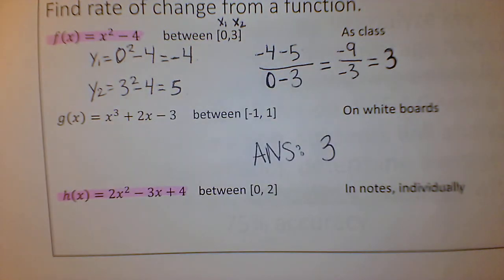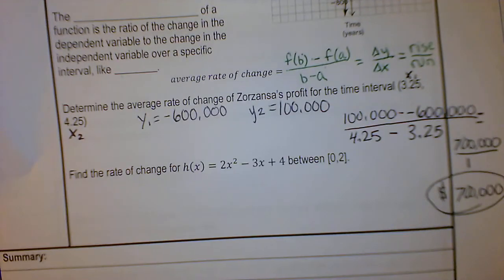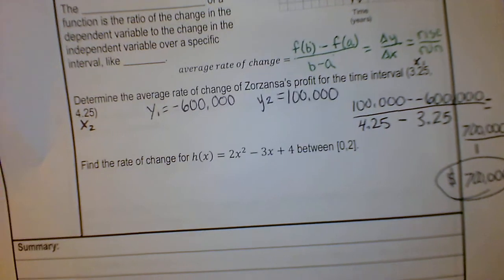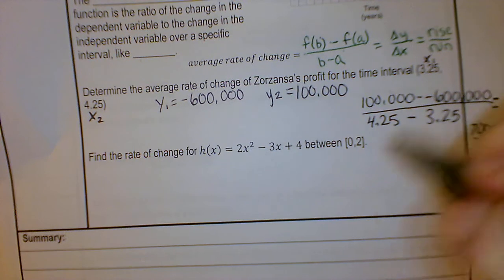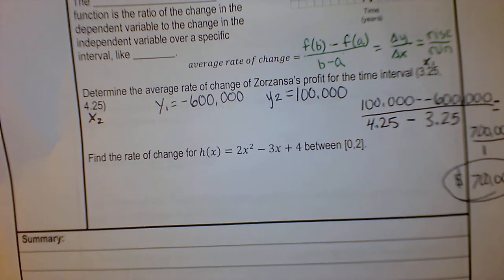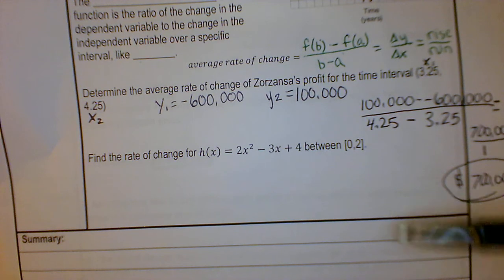And then I'm going to go over to your notes. It's the same question that's in your notes. I just want to make sure that everyone sees where it is. So in your notes, same question, find the rate of change for h of x between 0 and 2. So if you haven't done this yet, make sure that you pause it and try it on your own. Turn your brain on and try it on your own. Pause the video and then come back and see how we did.